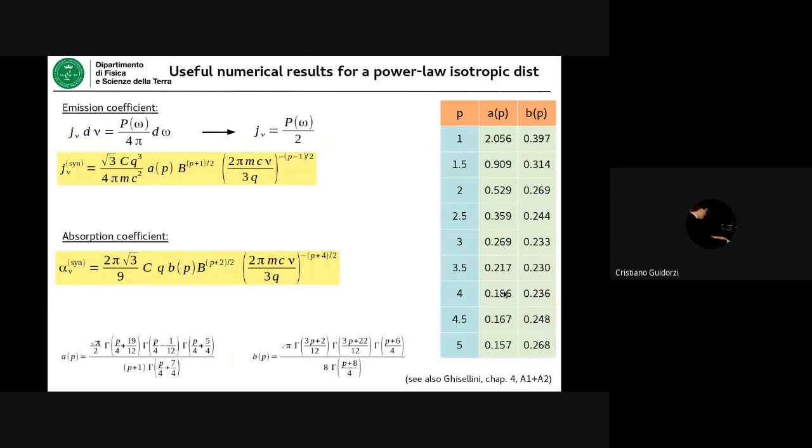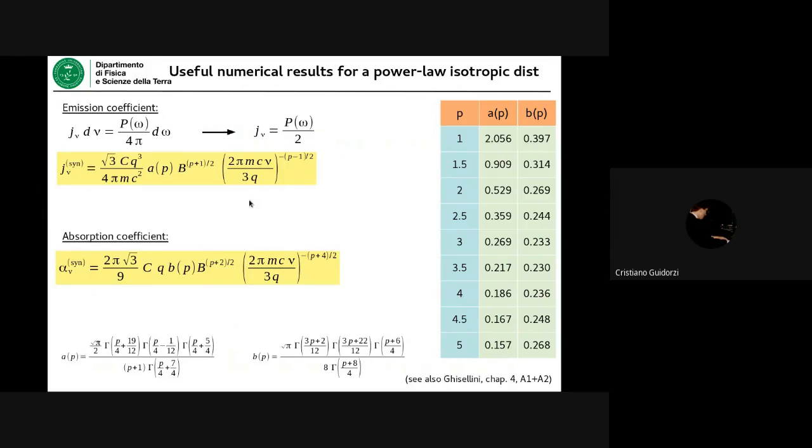This is a slide which is just meant to provide you with useful, very handy formulae. So here I summarized the emission coefficient. Before, we just talked in terms of total power as a function of the angular frequency. If you do things properly, J nu, the very definition of the emission coefficient, is a function of nu. You have to divide by the solid angle 4 pi, and remember the factor of 2 pi when moving from omega to nu. So you see that this is just a factor of 2.